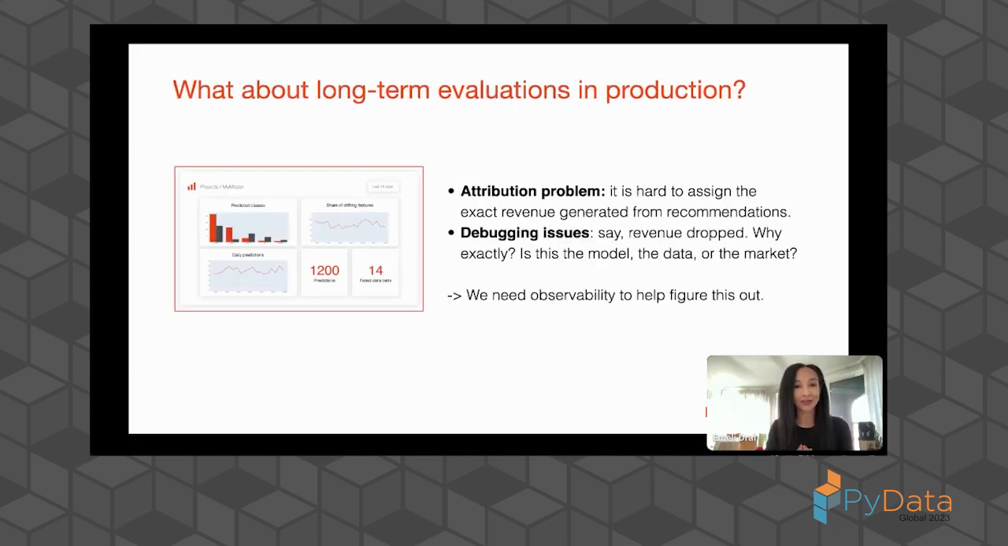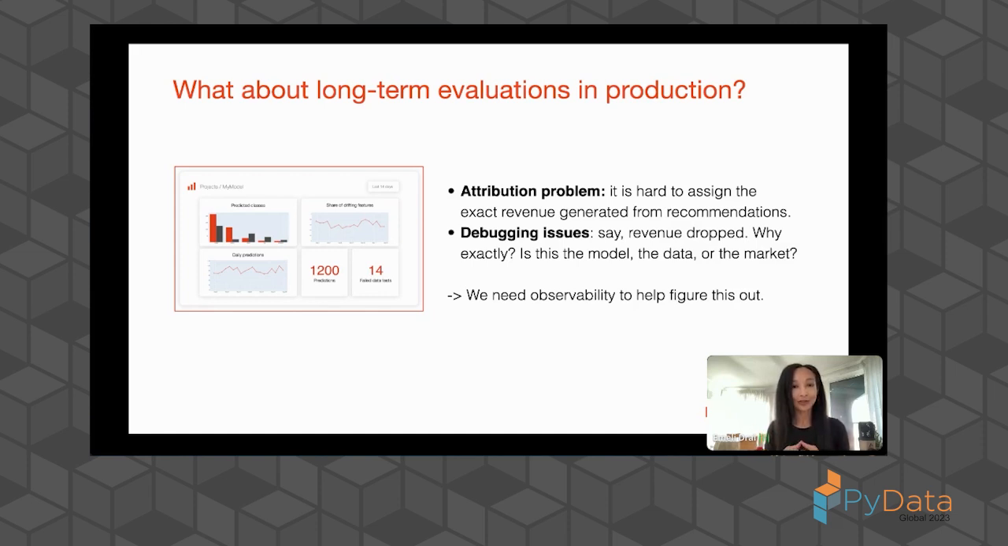But it's not that straightforward in terms of long-term evaluations, right? Especially when we have deployed our recommender system to production and later we want to see how much additional value, how much additional revenue we are able to generate with the help of our recommender system. In this case, you have two main problems. First is the attribution problem, right? Because when we already use our recommender system in production, it's really hard to assign the exact part of our revenue to the recommender system, right?